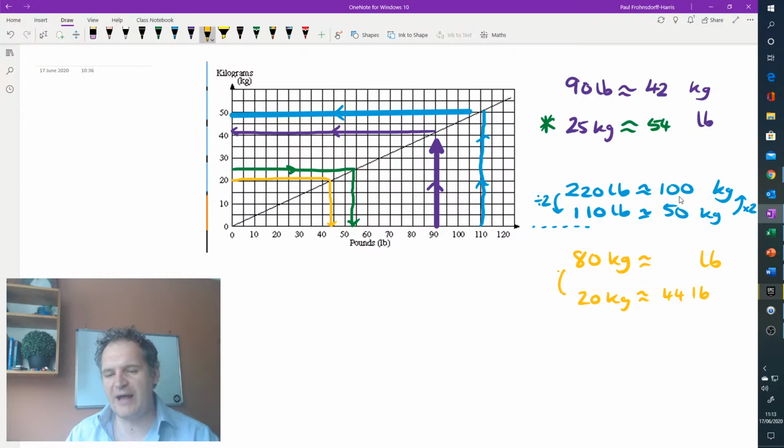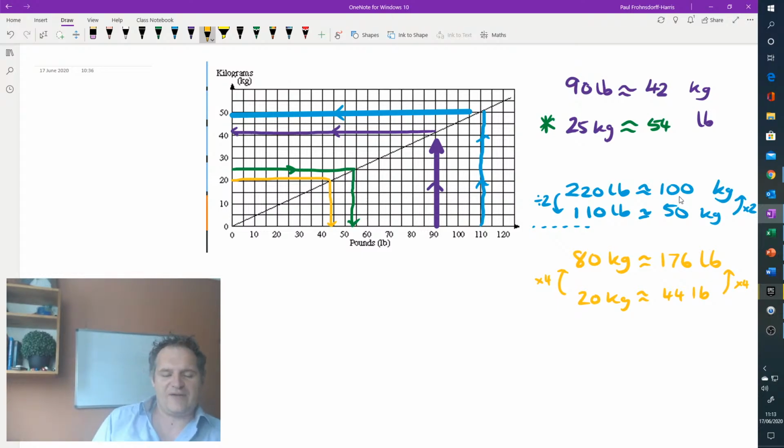And so that allows me to go, well, that's times 4, so that's times 4. As long as you write down your calculations, 4 lots of 44 is 4 40s are 160 plus 16 is 176. 160 plus 16 is 176. So we've got 80, 20 goes to 80, and 44 goes to 176. So you can even use conversion graphs when you haven't got them.